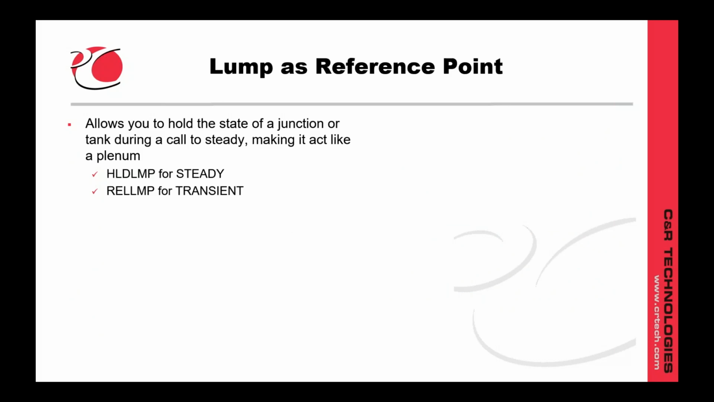Another update with 6.1 is the ability to hold an individual junction or tank as a reference point, essentially making it a plenum for steady state runs, and only steady state runs. It does not apply to transients.